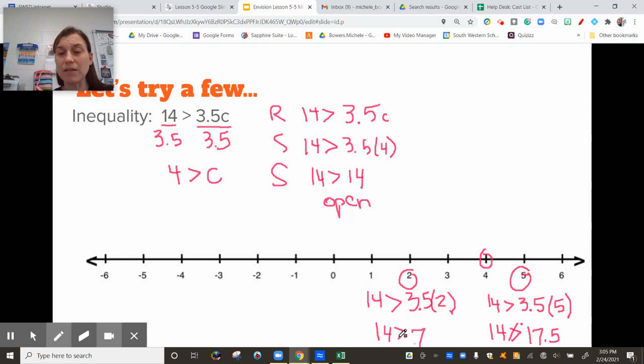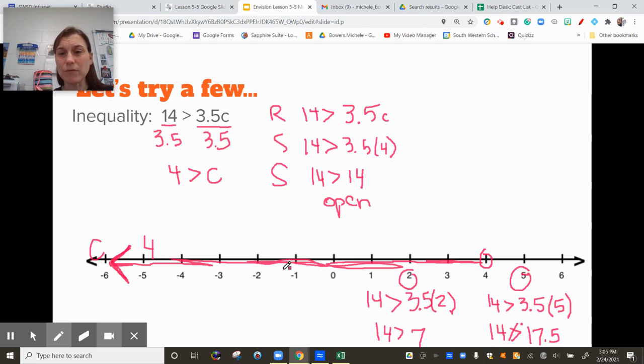Is this a true statement? Is the number 14 greater than 7? Is the alligator eating the bigger number? Yes, this is true. So that tells me that the solutions are actually on this side of the 4, all the things that are over here. See the symbol here? All the things that are over here on this side are C is less than 4.